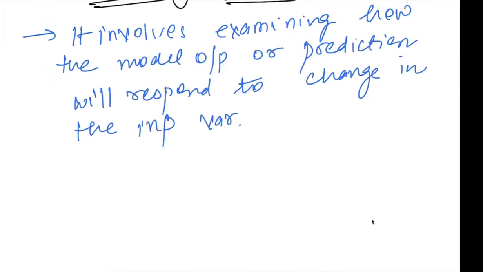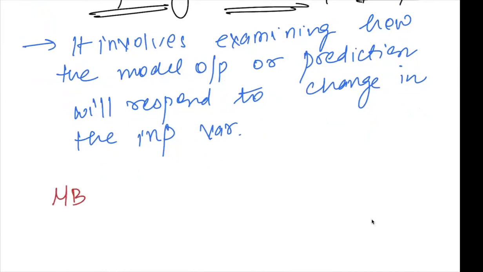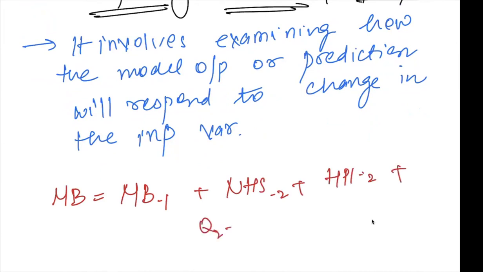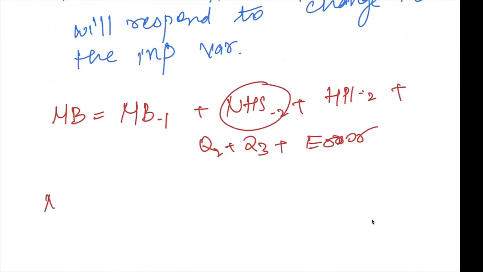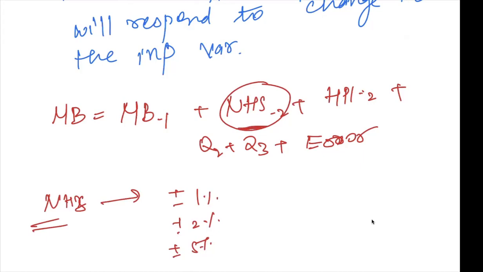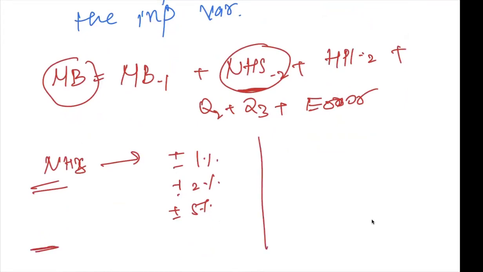Let's say if you see the specification that we had: mortgage balance is equal to last month mortgage balance, new home sales, housing price index, quarter two, quarter three, plus some dummy, plus some error. Let's say for new home sales, how will you perform sensitivity analysis? Let's say plus minus 1%, plus minus 2%, plus minus 5%. You will change just one parameter and then check how your model is performing. That is with respect to new home sales. Then you'll use housing price index, right?